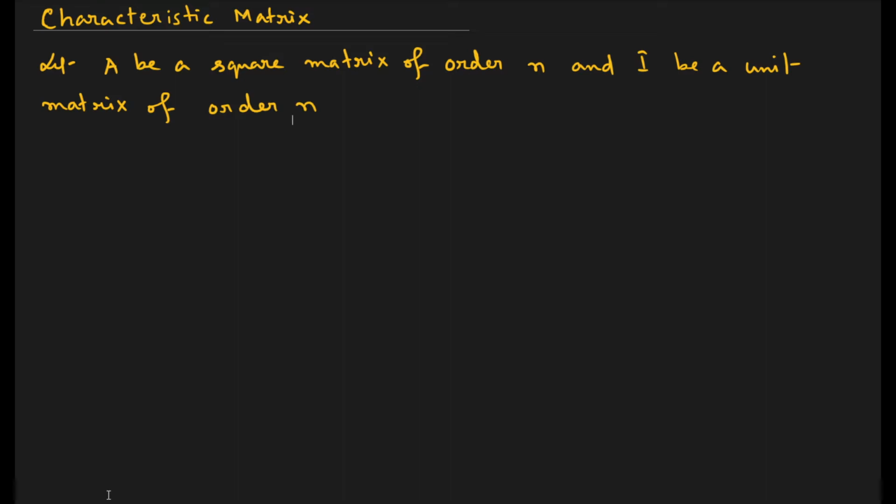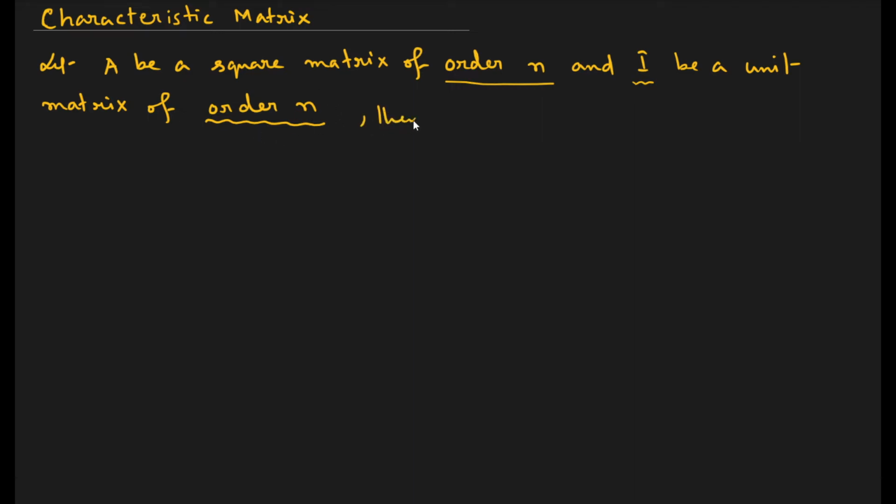So what is a characteristic matrix? For a characteristic matrix, first we need a square matrix, which may be of any order. Here, the order is n. So capital A is a square matrix of order n, and with that we also need an identity matrix, meaning a unit matrix. Its order will also be n. Capital I is also a unit matrix of order n.